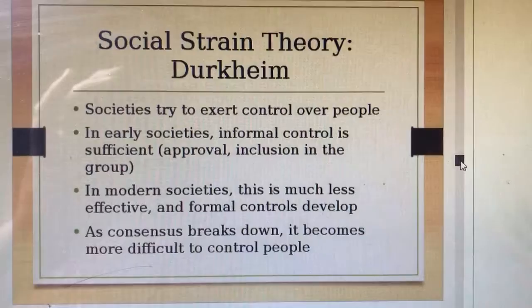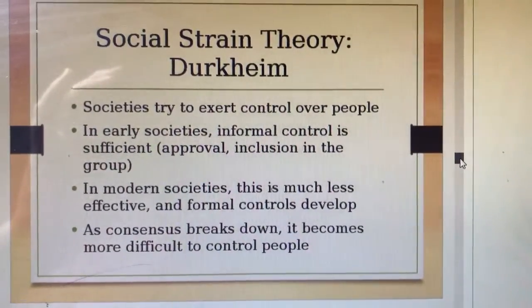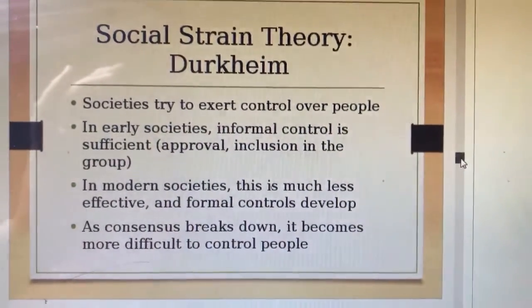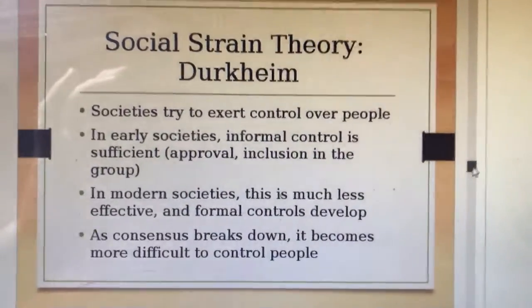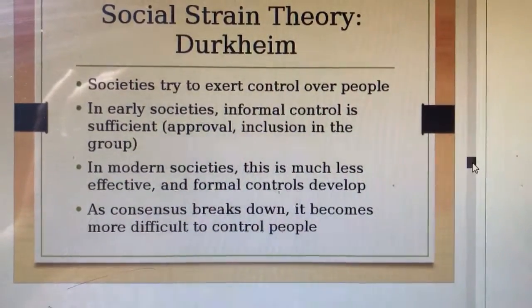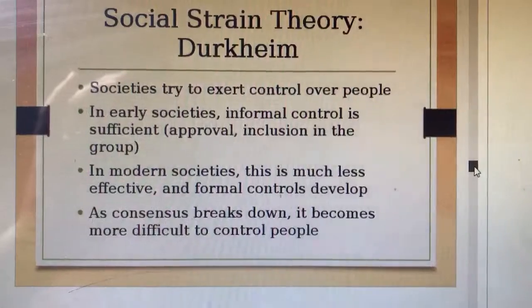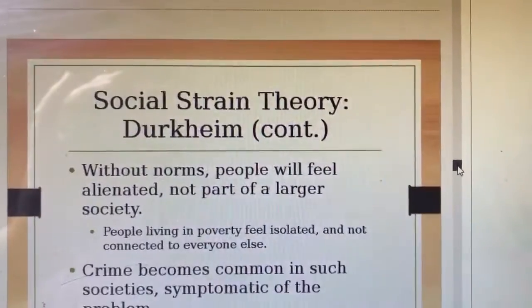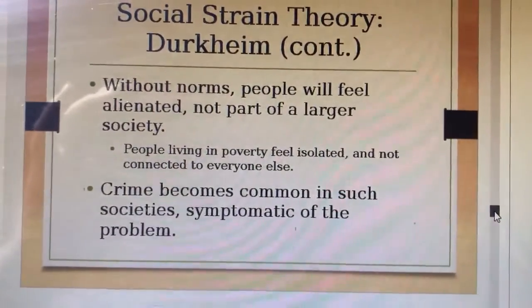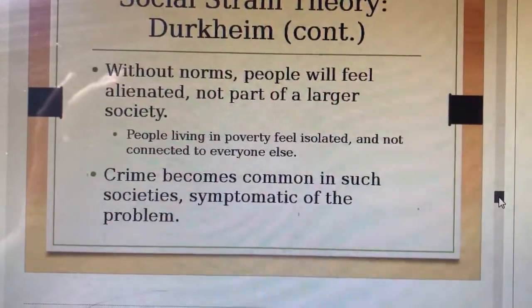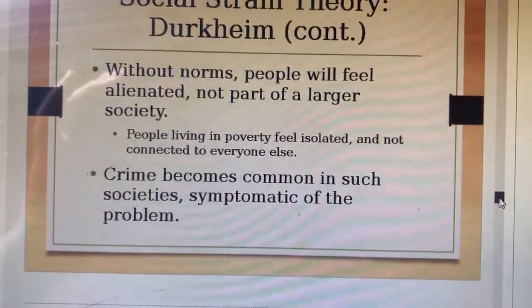So, another big theory is called social strain theory. And basically what it says is society tries to control us. I mean, isn't that really true? I mean, we're constantly told what we can and can't do. So Durkheim says, you know what? If you don't have norms, then people don't feel part of the society.